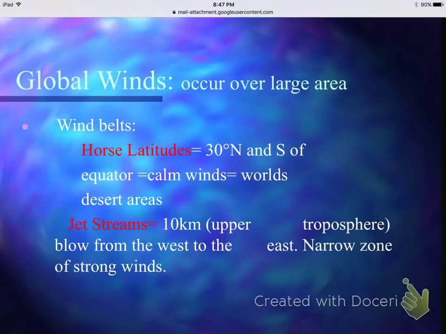And if they had carried their animals or their horses with them, this is where they would dump their horses overboard to lighten their load and to get moving again. So that's why they're referred to as the horse latitudes.